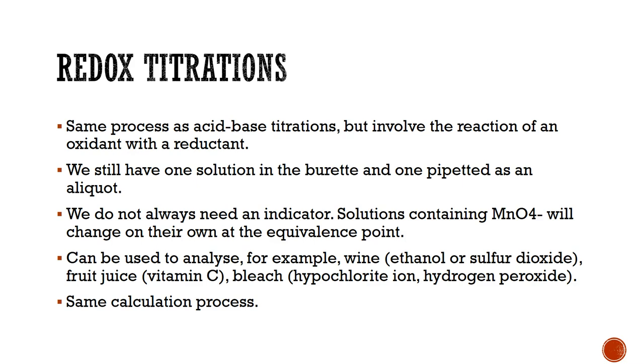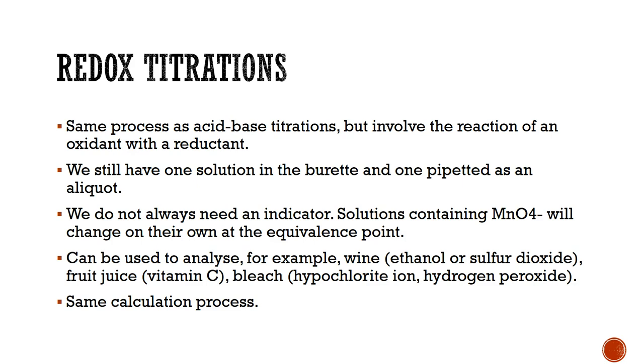So we still have pipette, burette, volumetric flask, all our standard titration glassware, but we are looking at some different processes. We don't always need an indicator because these solutions, such as MnO4⁻, change their color on their own when we reach the equivalence point. Remember, with acids and bases, we titrated to an equivalence point where the indicator changed color. With redox reactions, a lot of the time the oxidizing reagent, when it's reduced, will have a different color form, so we can see the end point without having to use an indicator.